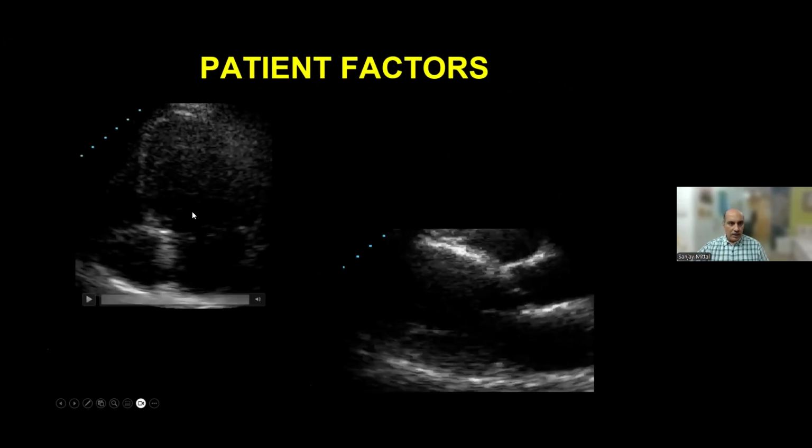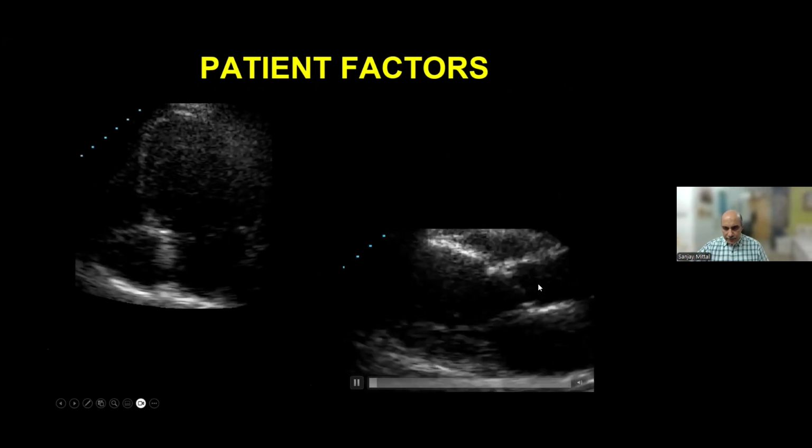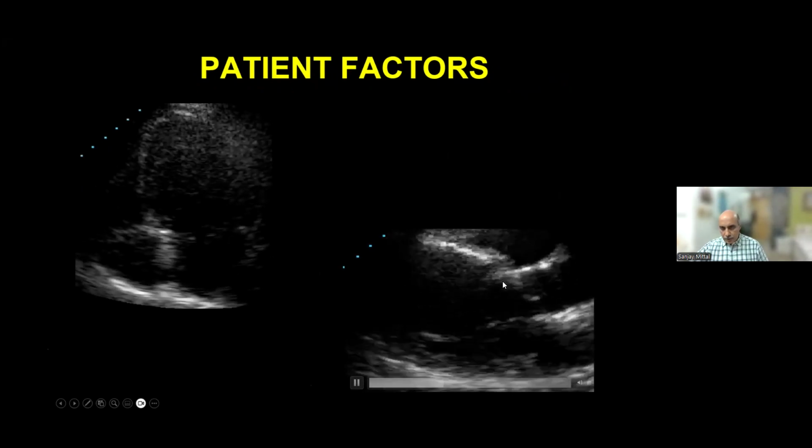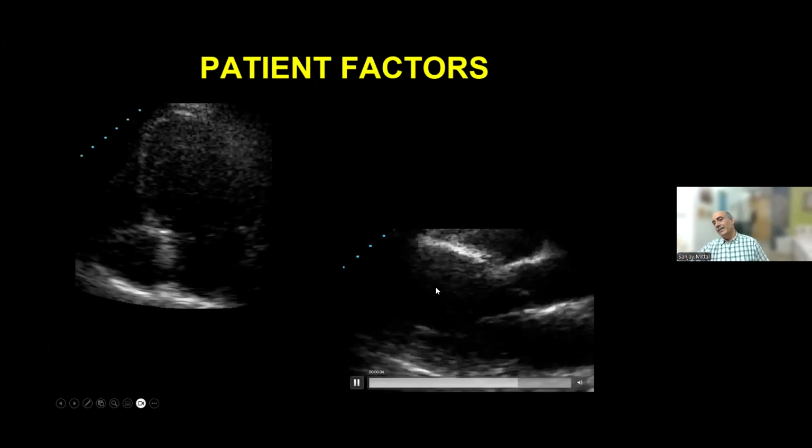Again, if you look at this particular parasternal long axis view, what is your comment upon the anterior septum? Any contractility?